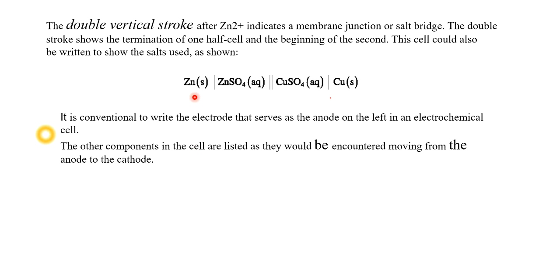So the electrode should be on the left side and it's going toward the cathode on the right side. All the events should be in sequence. This is the representation of a reaction within a cell. You can write it like we already mentioned.